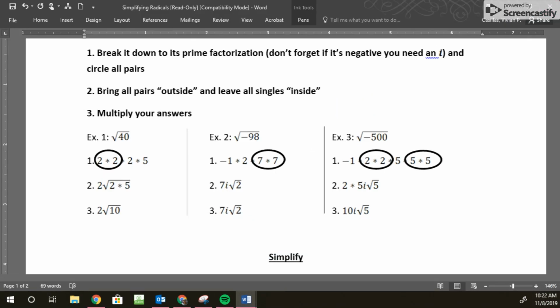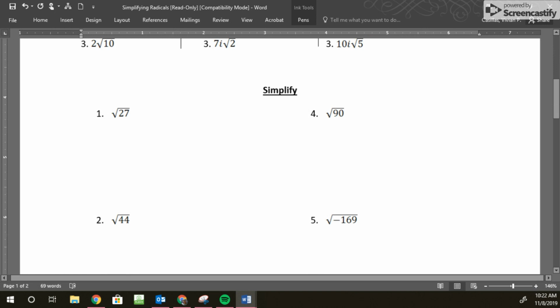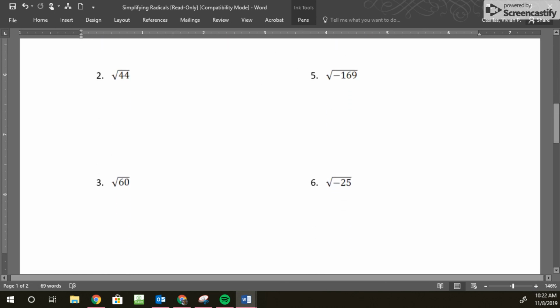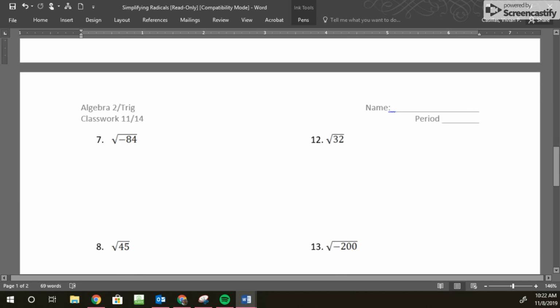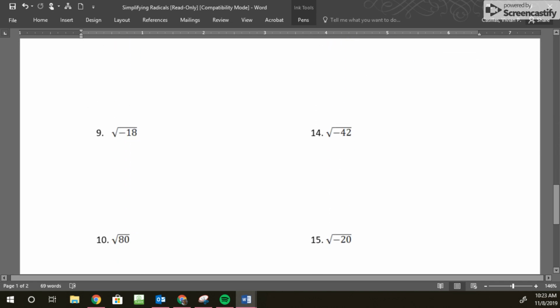The rest of the problems you're doing on your own. You can either use that same method that I just did right now, or you can use the method that I used before where you're just breaking up the square roots into 2 multiples, where one of them has to be a perfect square.